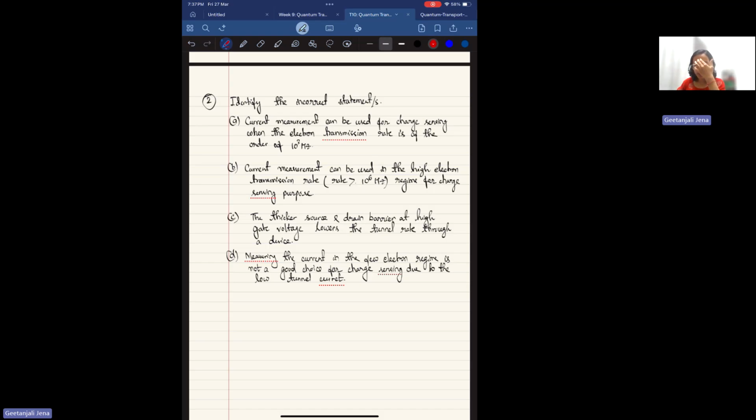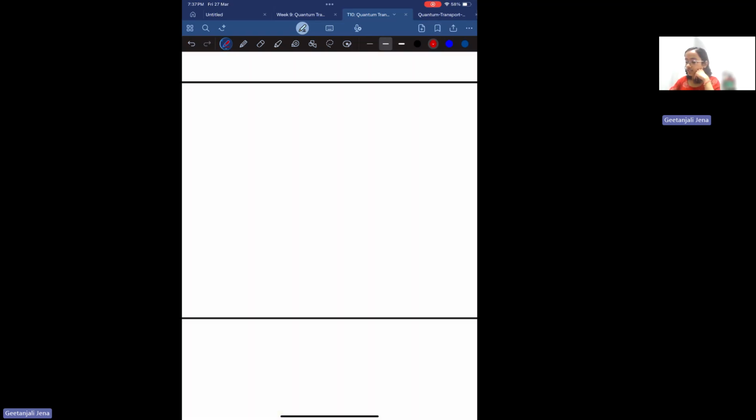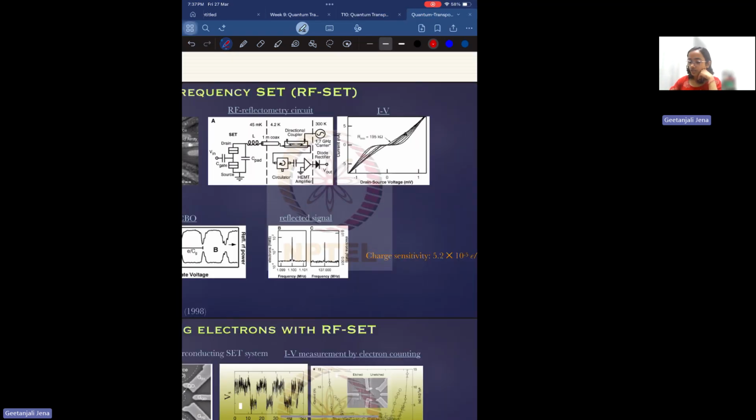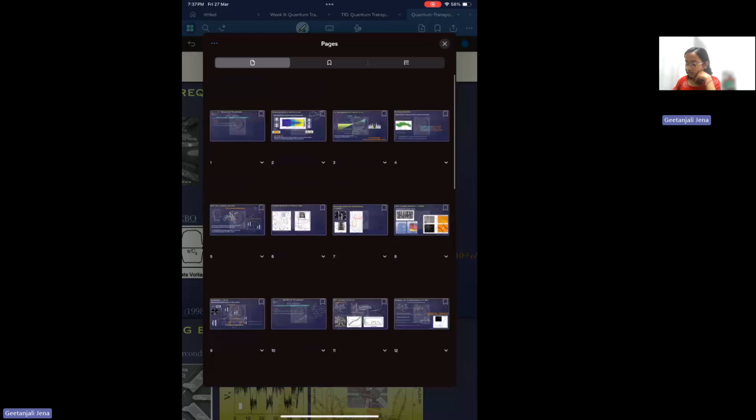So if you look at option A, the current measurement can be used for sensing the charge where electron transmitter rate is of the order of kilohertz. So this is not true. And this you can see from this graph. This we have discussed in the first part of our live session.